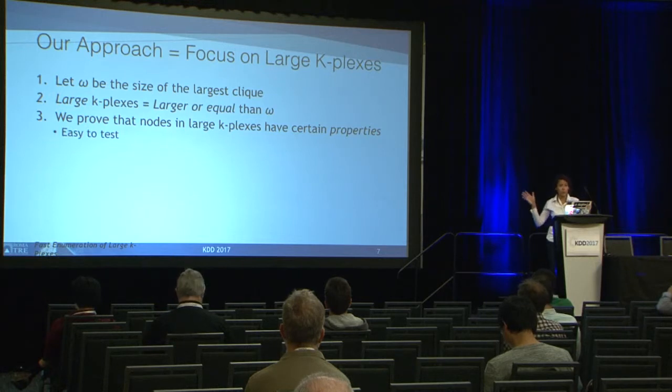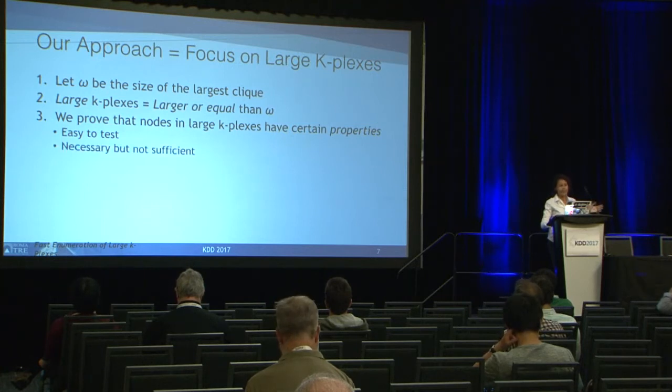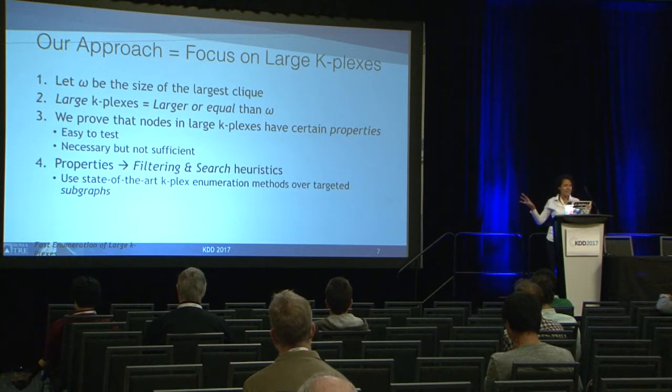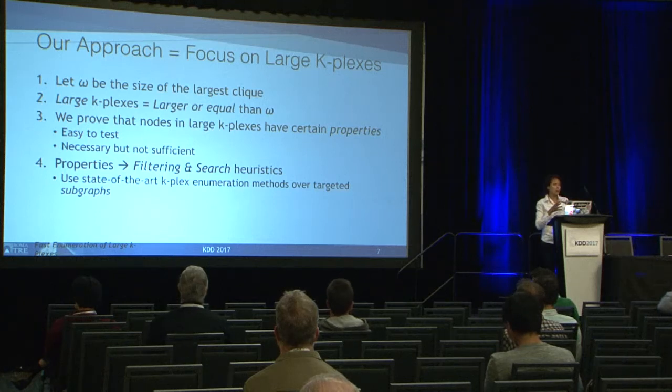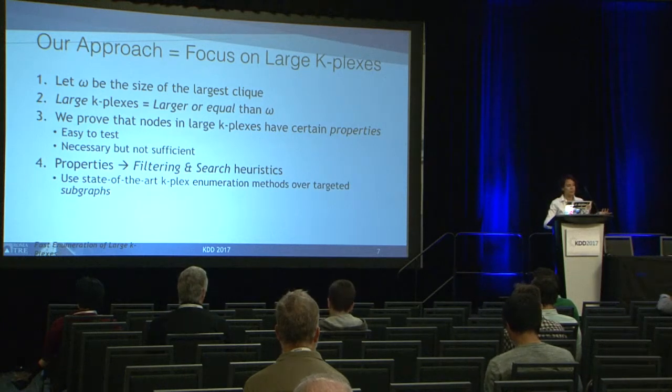The properties we are looking for, which we prove analytically in the paper, are easy to test and are necessary but not sufficient. We restrict our search to subgraphs having those properties, using them as filtering and search heuristics. In the paper, we formulate a heuristic for enumeration. At the very end, once we have described the subgraphs having those properties, we can use state-of-the-art tools for enumerating k-plexes.